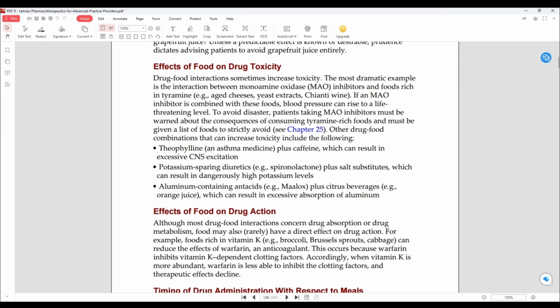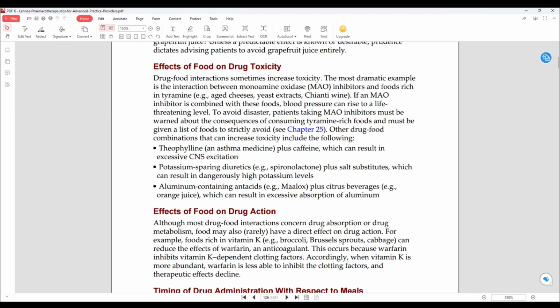So, the effects of food on drug toxicity. Drug-food interactions sometimes increase toxicity. The most dramatic example is the interaction between the monoamine oxidase (MAO) inhibitors and foods rich in tyramine. So your aged cheeses, your yeast extracts, your Chianti wines. If an MAO inhibitor is combined with these foods, your blood pressure can rise to a life-threatening level. So, to avoid disaster, patients taking an MAO inhibitor must be warned about the consequences of consuming tyramine-rich foods and must be given a list of foods to strictly avoid.